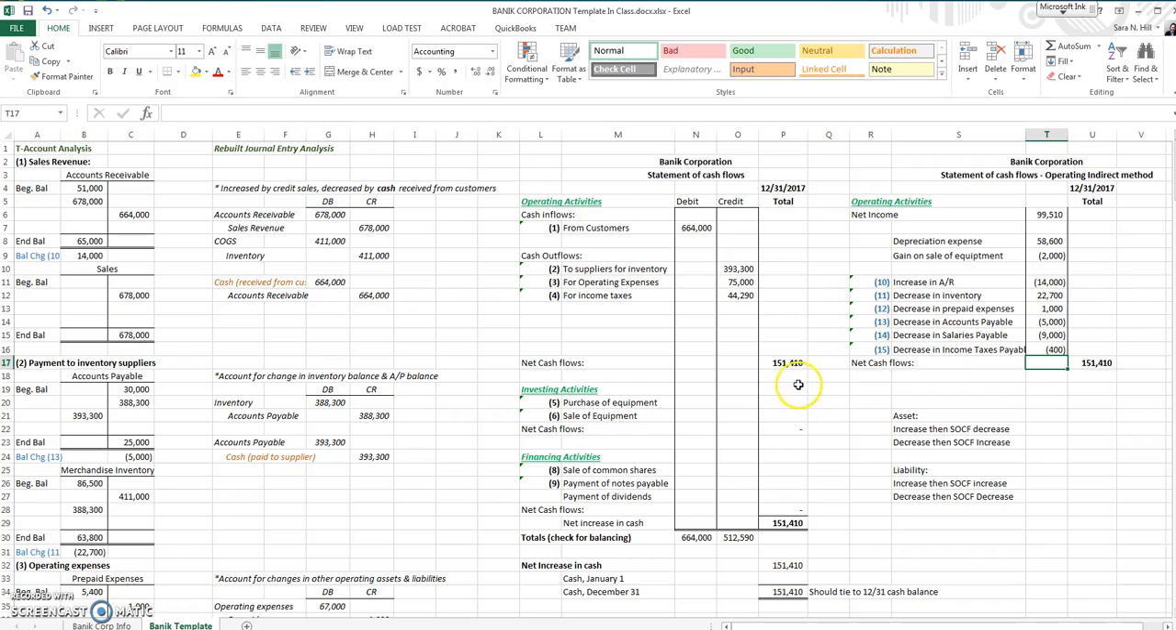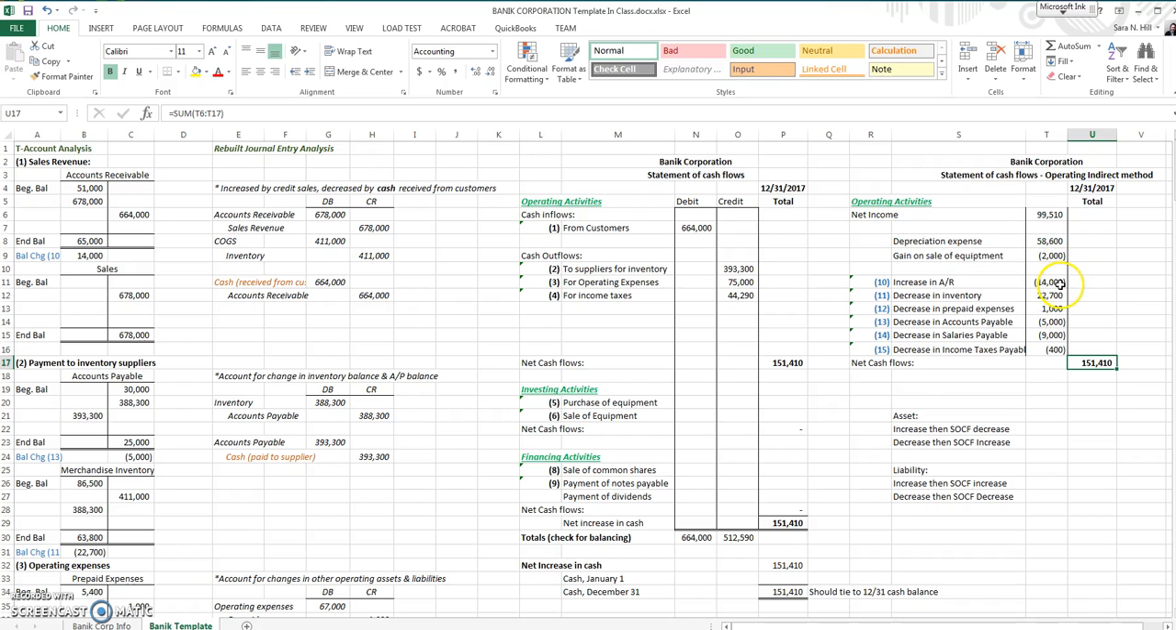So right away you notice we have come to the exact same number whether we use the direct method or we use the indirect method. That's a good sign. So again, with the indirect method, we started with net income. We backed out or added back any of our non-cash items that we just didn't even address in the direct method, like depreciation expense and gain on sale of equipment.